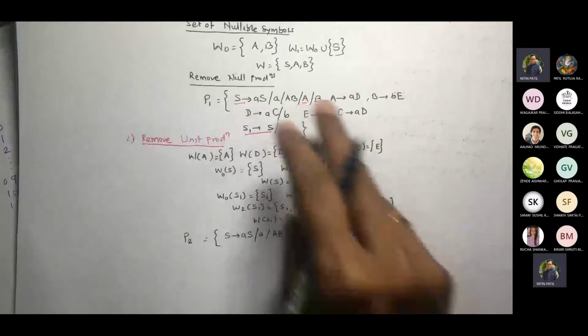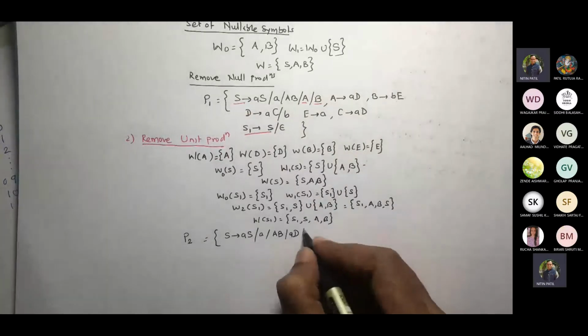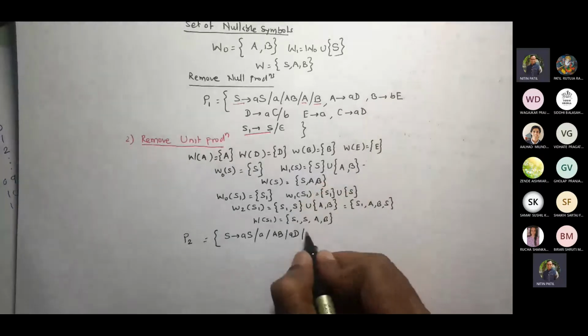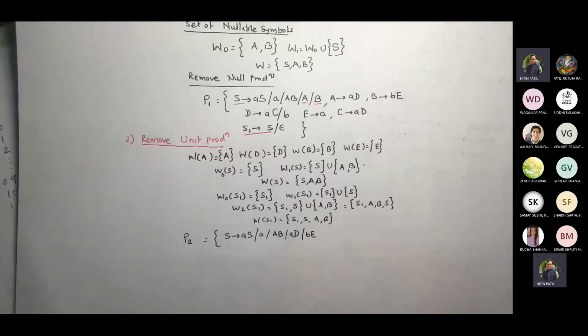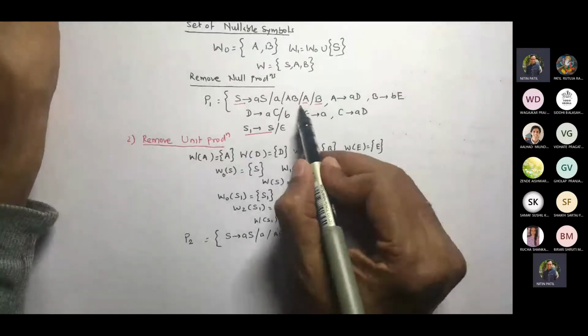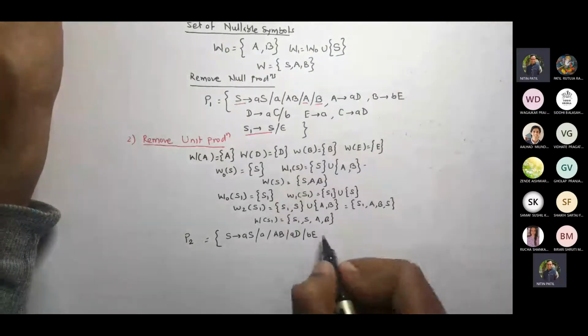So this S gives A is deleted. Correct? Now S gives B. What is B giving me? BE. Correct? That's why I wrote this. Is that fine? So ultimately these two productions, which are unit, are deleted.